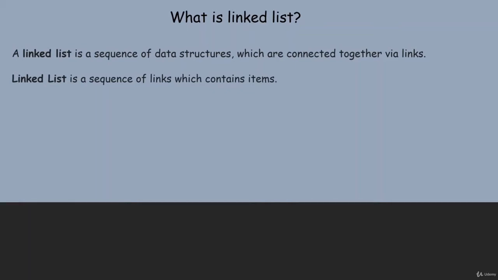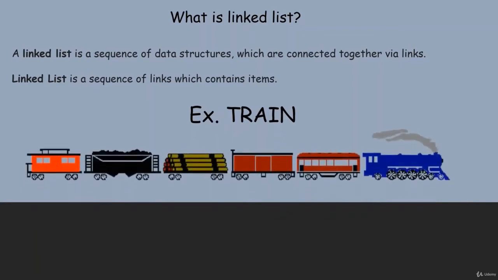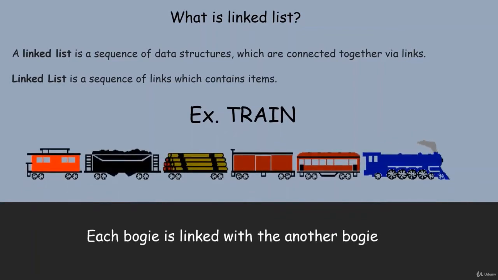For example, a train. Have you ever seen a train like this? Here, each buggy is linked with another buggy. For example, this buggy is linked with this. This one is linked with this. Likewise, in the same manner, a linked list contains nodes and each node is linked with another node.